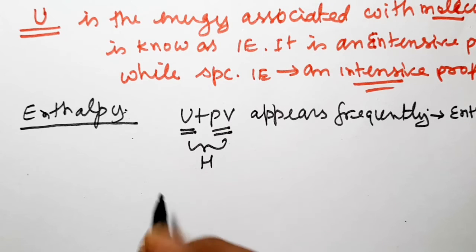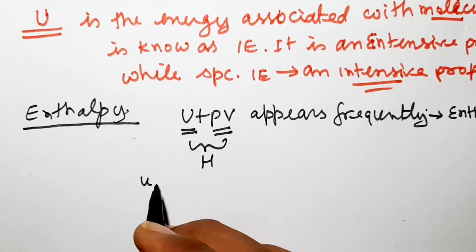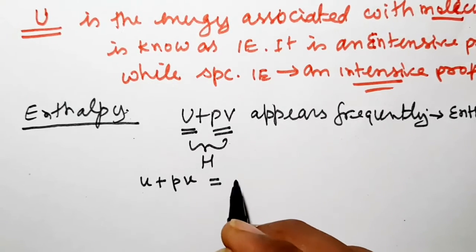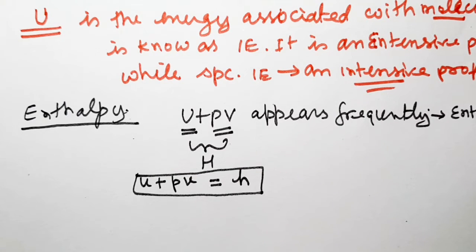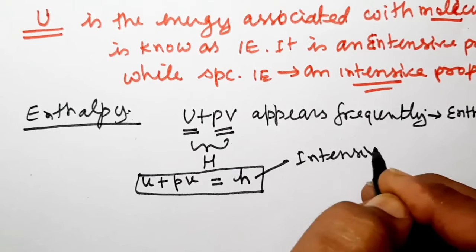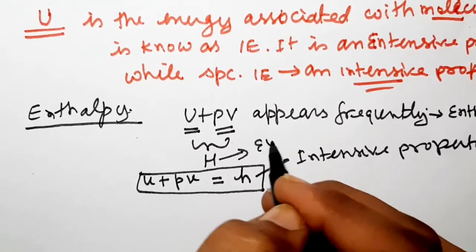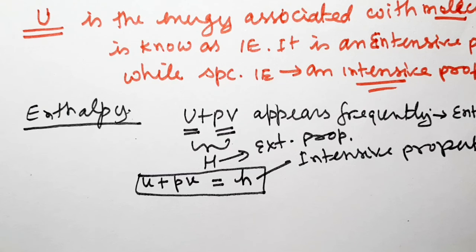Also we can say specific internal energy plus P times specific volume is equal to specific enthalpy. Okay, so this specific enthalpy is an intensive property, while H is an extensive property. So enthalpy is an extensive property and specific enthalpy is an intensive property.